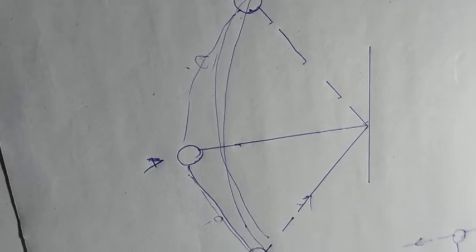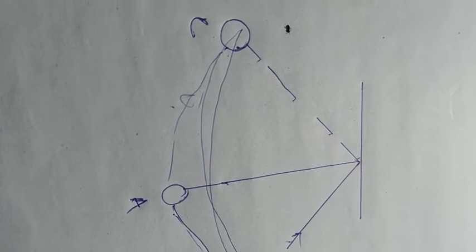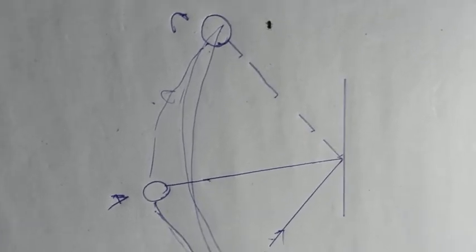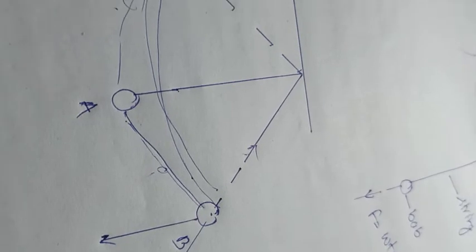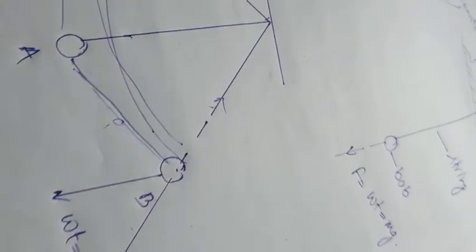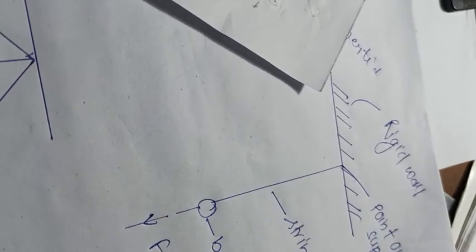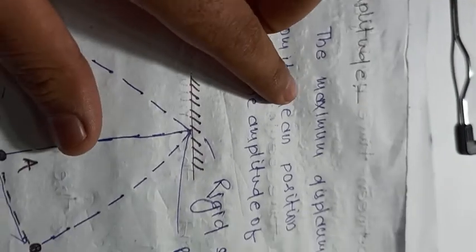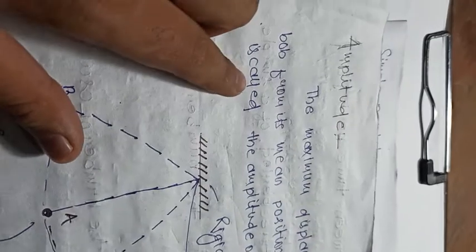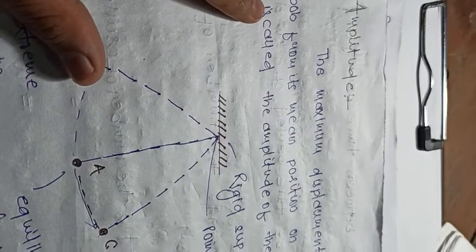Okay, and now you know what one oscillation and time period are. Now you just need to write down this one definition also. You can write it like this. Amplitude is the maximum displacement of the wave from the mean position on either side.